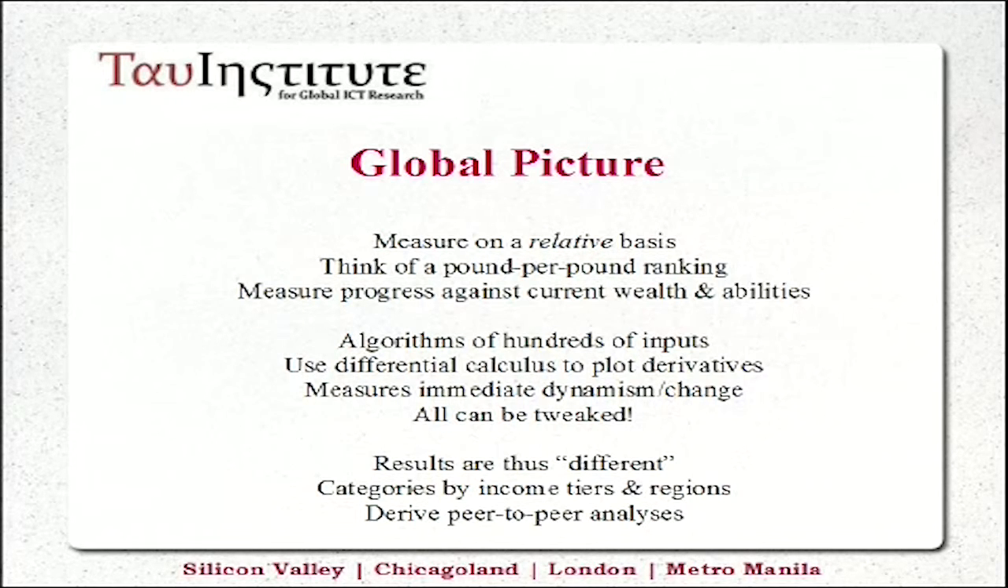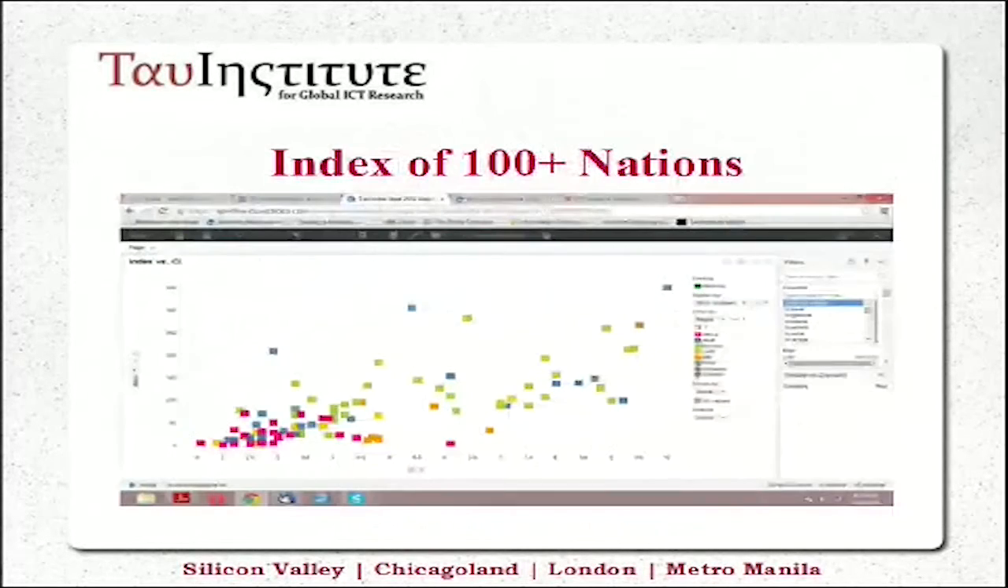The usual results that you get show rich countries at the top and poor countries at the bottom. Ours is much different because we're showing a pound-for-pound ranking. How are they doing relative to how well you think they should do? And we do have categories by income tiers and regions as well, so you can compare apples to apples within our rankings as well. There's a nice thing I did with TIBCO Spotfire a couple years ago.